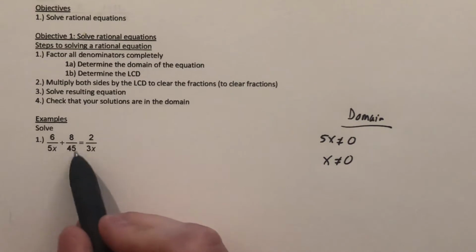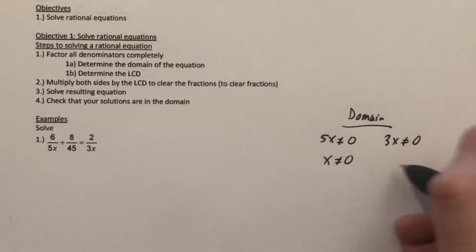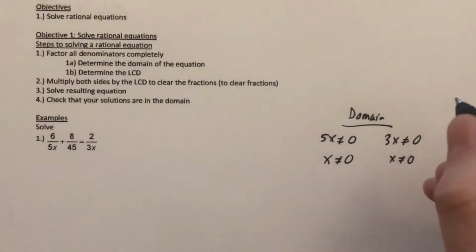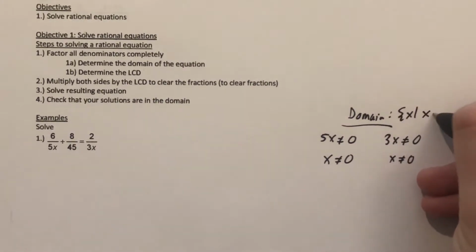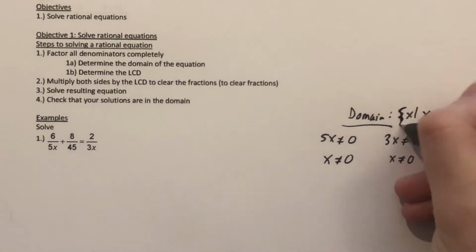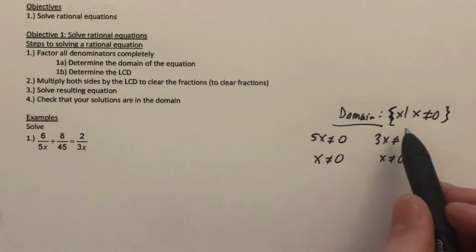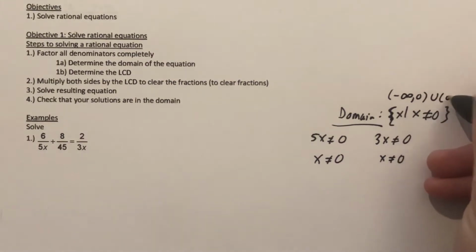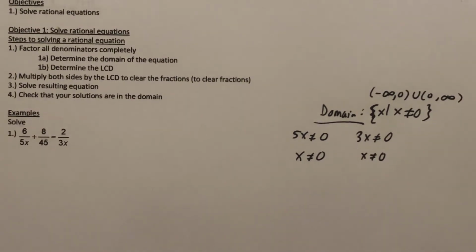Now 45 we could ignore because nothing will make that 0. 3x is another situation where if I said 3x can't be 0 and you divide by 3, you get the same thing. So it's still the case that the domain is just x can't equal 0. We could say it's the set of all x such that x does not equal 0. That's using the set builder notation you've seen other places in the semester. Or we could even use interval notation and say it's everything up to 0 and then everything beyond 0. We've learned both those approaches to notating the domain of a function or an expression.